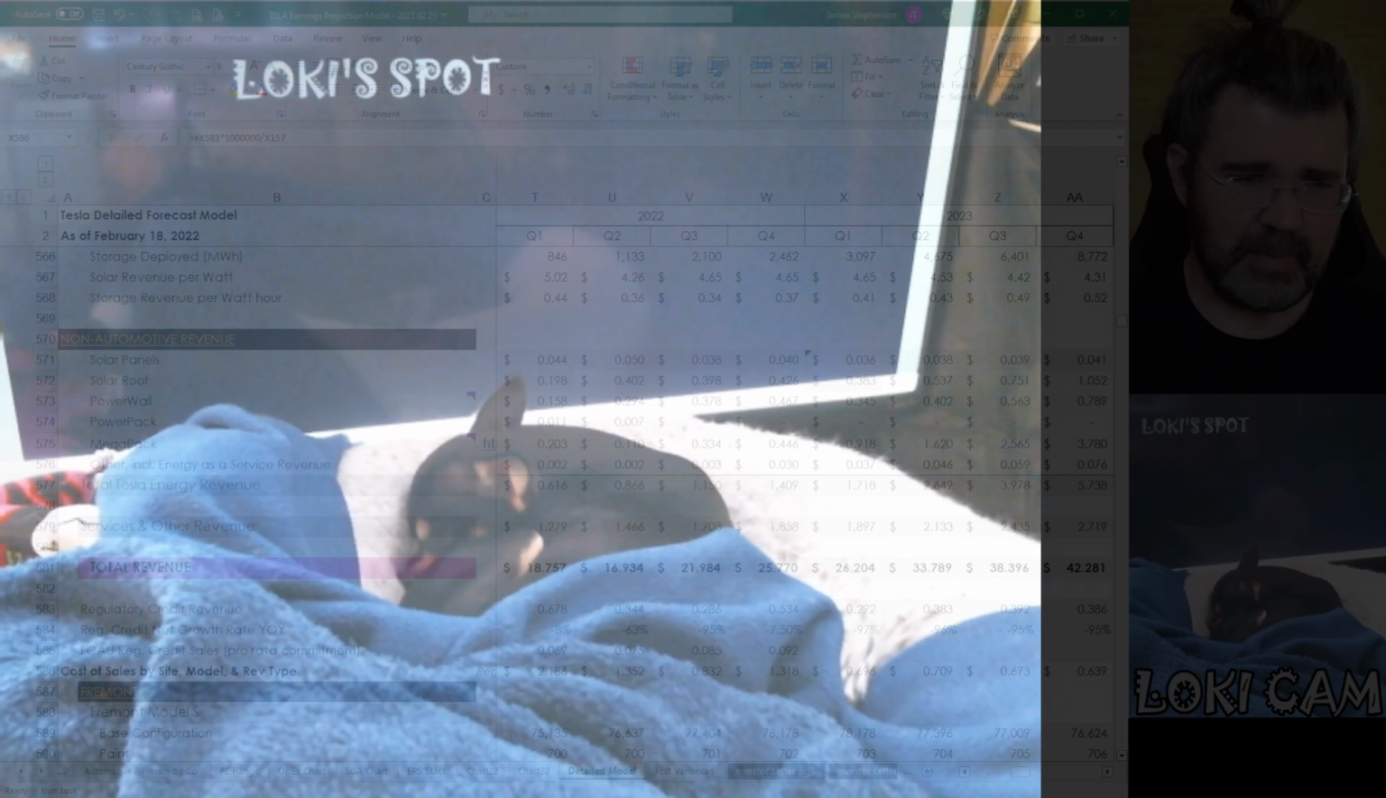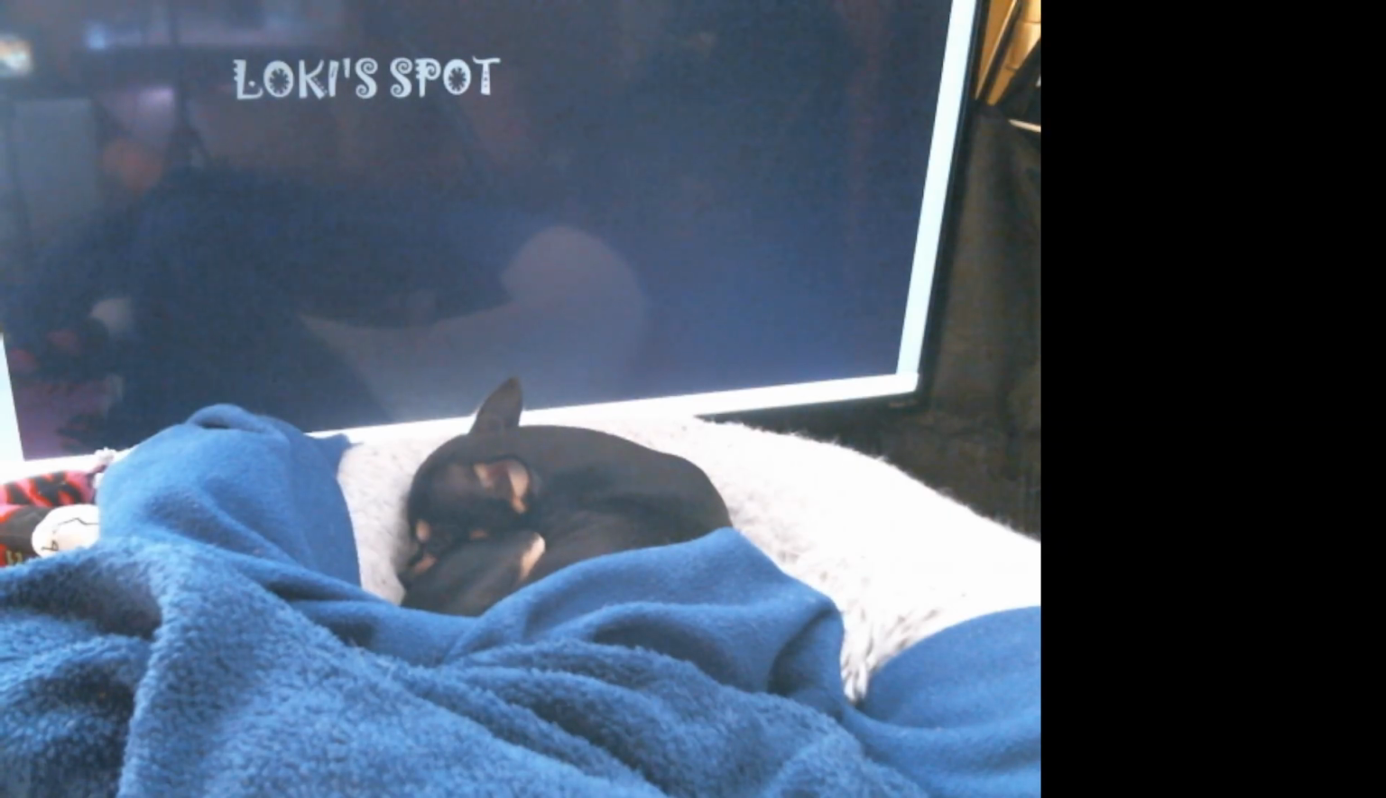With that, I will check back in with Loki and see that he is still sleeping. He moved around some while I was talking, but he is down for the count.